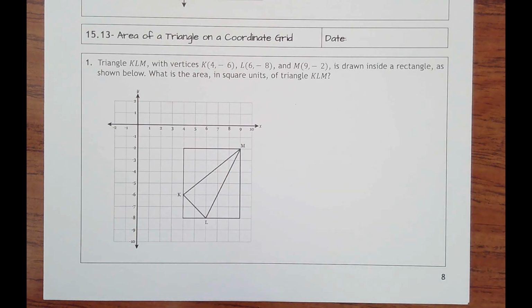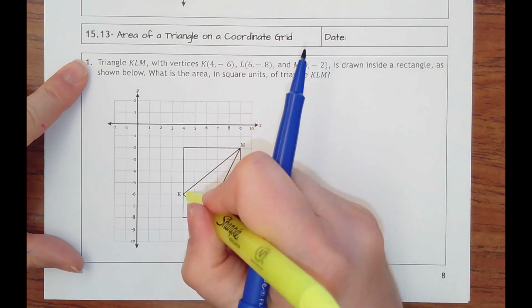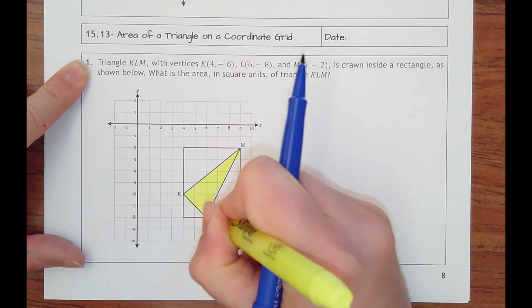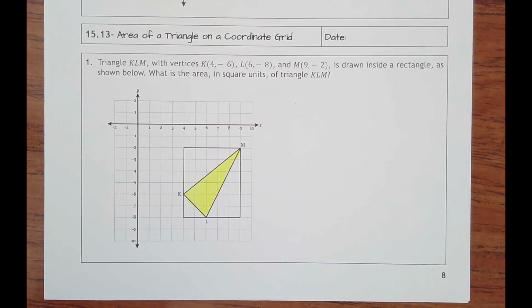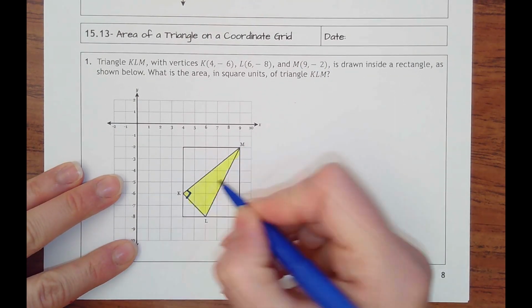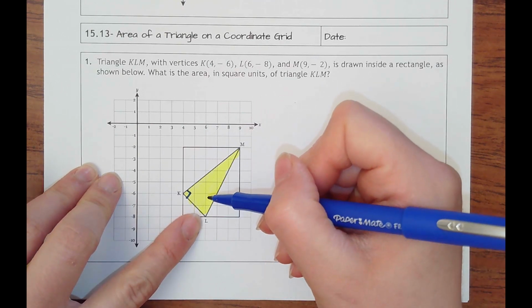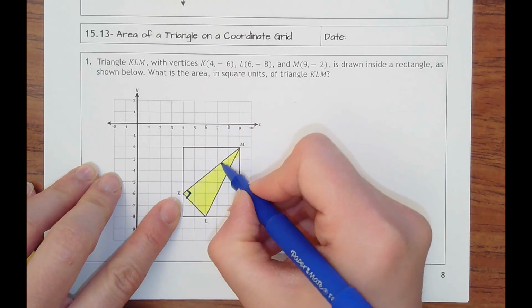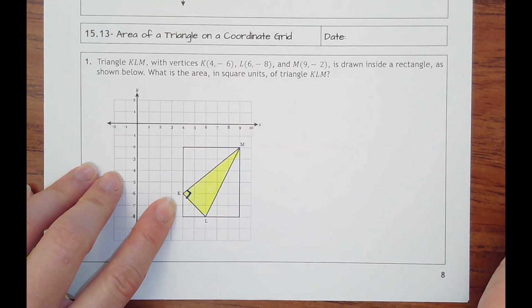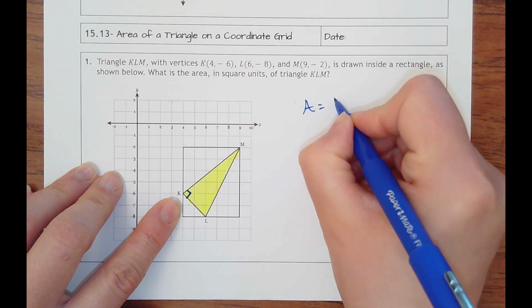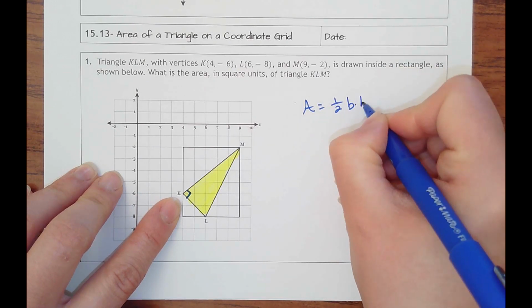They've already drawn it for us, and it's inside a rectangle. We're just trying to find, again, the area of the triangle, so the inside space here. And it does look to be a right triangle, so I could find the distance from K to L, but it's a slanted line, so I would have to do distance formula. I could find the distance from K to M, but again, I would have to do distance formula. And then area of a triangle is 1/2 base times height. So I could do that.